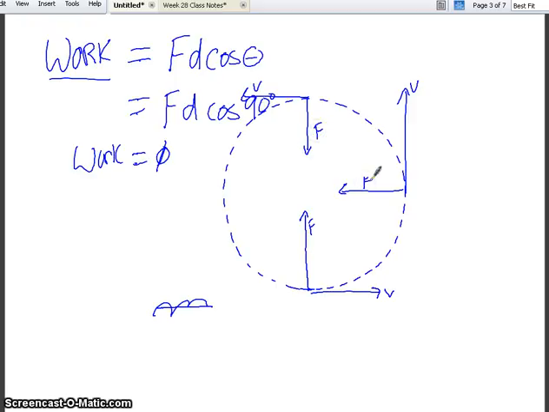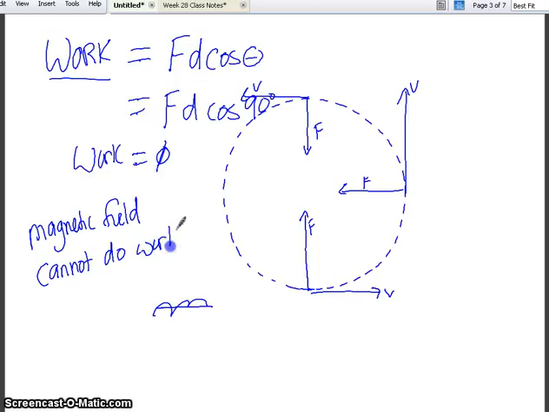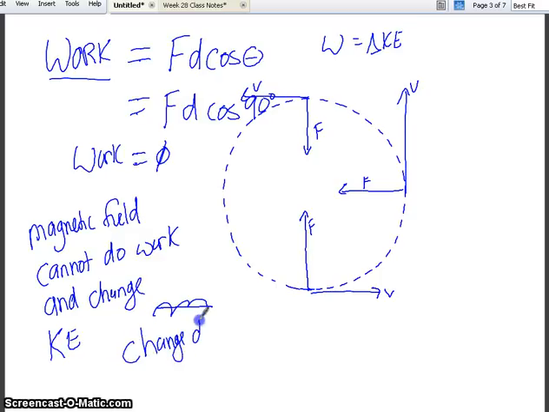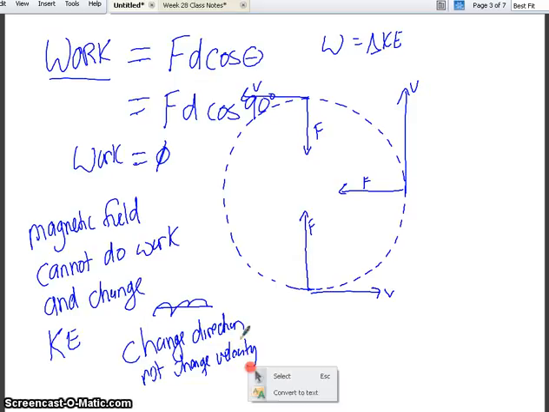So basically, a magnetic field cannot do work and change the kinetic energy, because remember, one of the things work is equal to is the change in kinetic energy. The magnetic field will only change the direction, but it will not change the velocity. So that's something to remember.